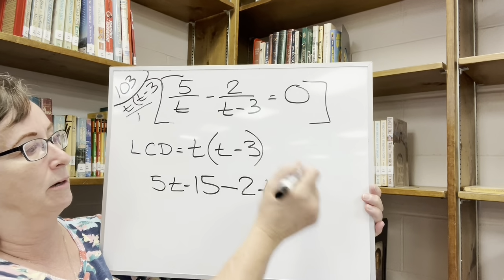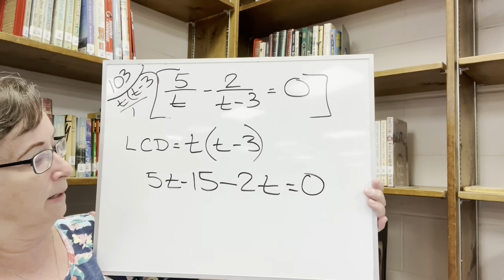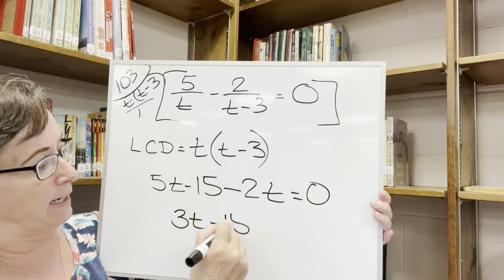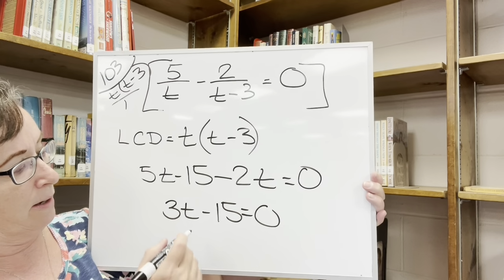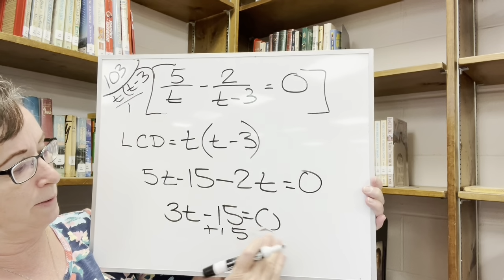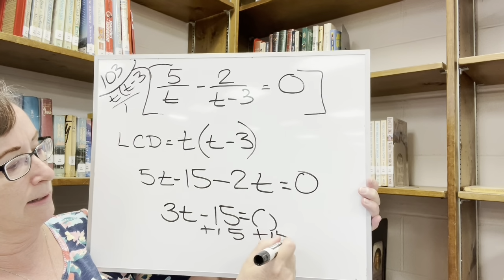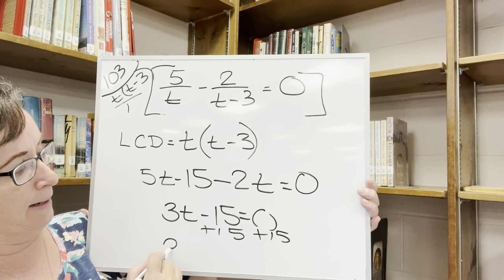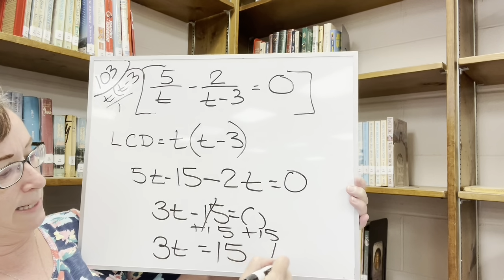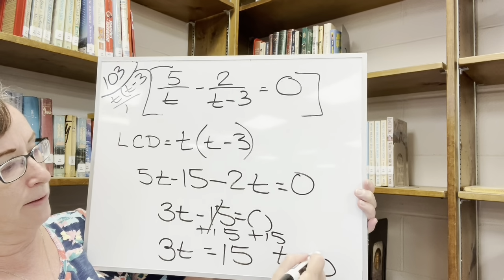equals 0, times anything is 0. So 5t minus 2t is 3t, minus 15 is 0. I'm going to add a 15 to both sides. Oops, add a 15 to both sides. And I'm going to get 3t equals 15, or t equals 5.